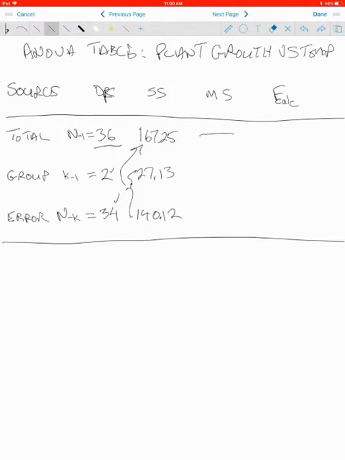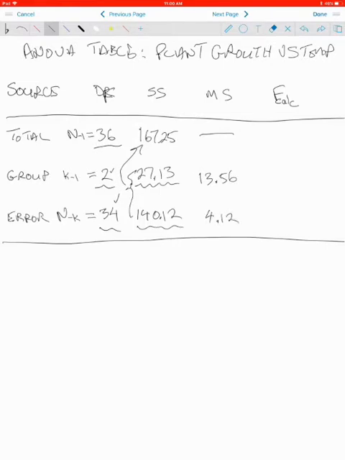We can just complete the analysis right in the table. So to get the mean square for group, you just divide the sum of squares for groups by its associated degrees of freedom. So 27.13 divided by 2, and that's 13.56. Likewise for the error, mean square for error, it's 140.12 divided by 34. This is 4.12.